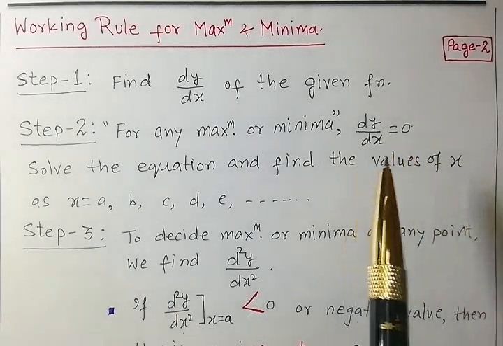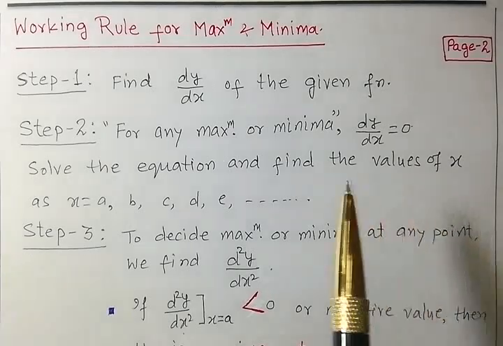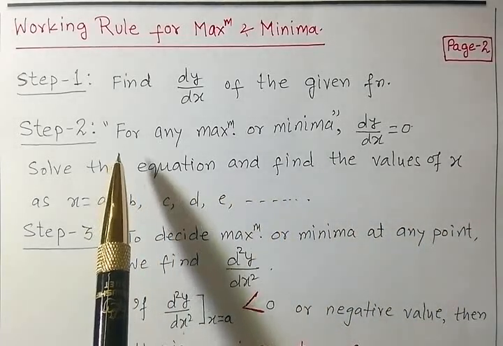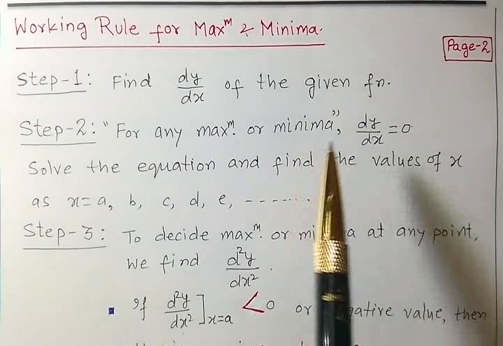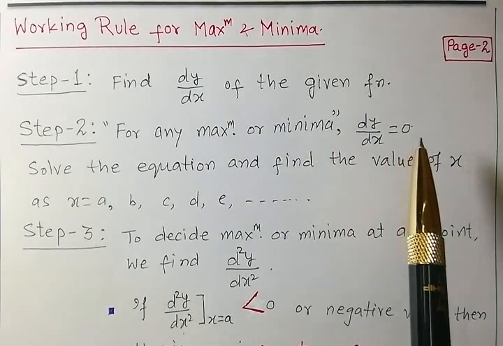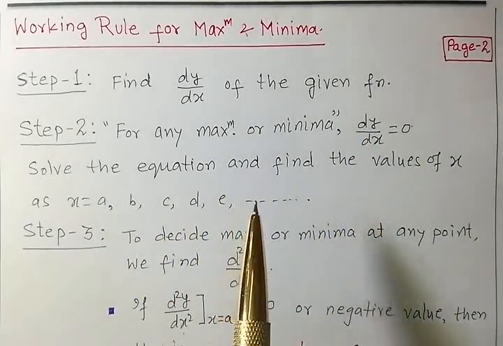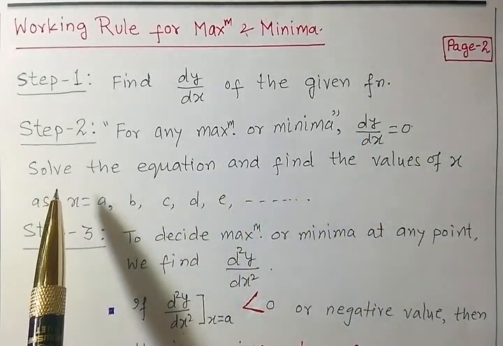If you equate dy by dx to 0, you have to give the reason why you are equating it to 0. The reason is: for any maxima or minima, dy by dx is equal to 0. This is a necessary condition. So we are doing it. Then you will get an equation, and that algebraic equation is to be solved.